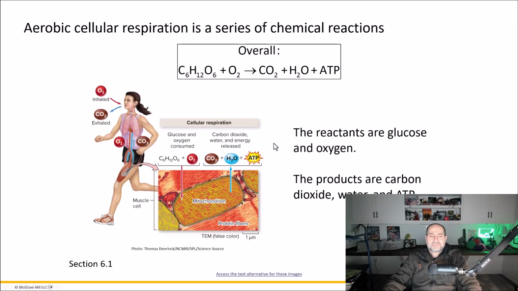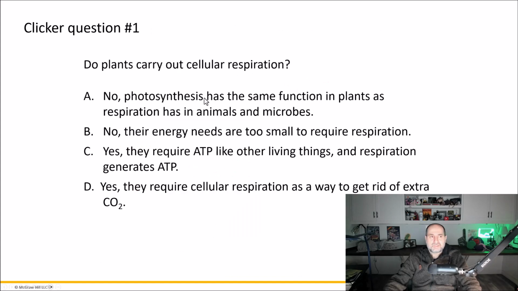All right, and just like before with photosynthesis, you should also know the equation for cellular respiration. This is aerobic cellular respiration. You should know that the reactants are glucose and oxygen, and you should know that the products are CO2, water, and ATP. So this leads us to clicker question number 1.